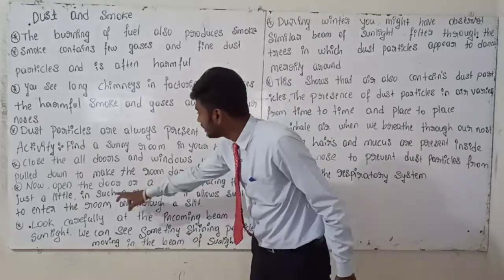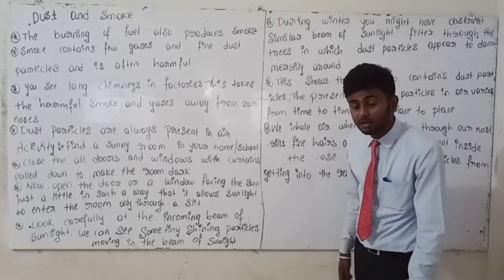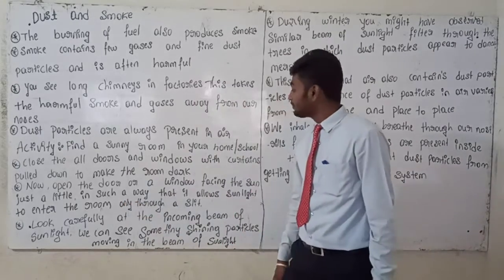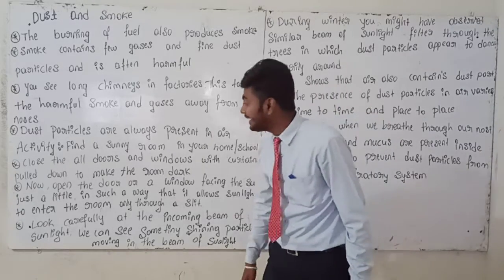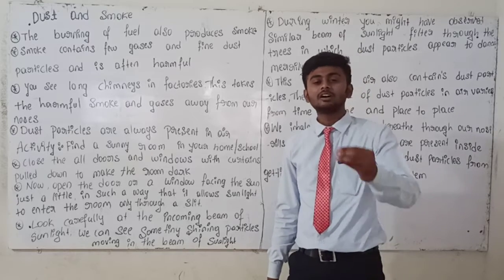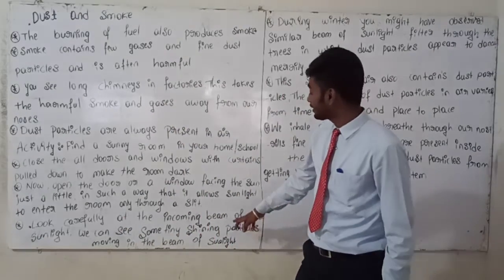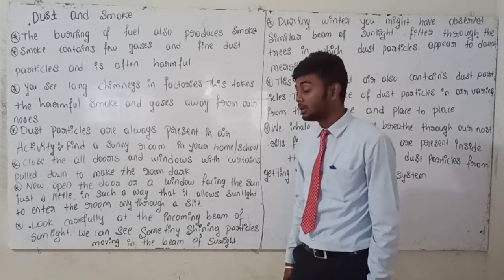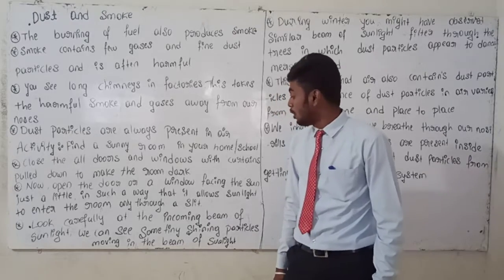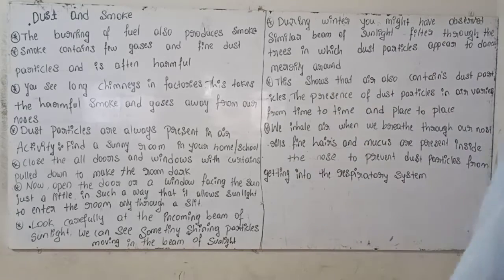Okay. At that time, to make the room dark, now open the door or a window facing the sun just a little, in such a way that it allows the sunlight to enter the room only through a slit. In that time, look carefully at the incoming beam of the sunlight. We can see some tiny shining particles moving in the beam of sunlight.